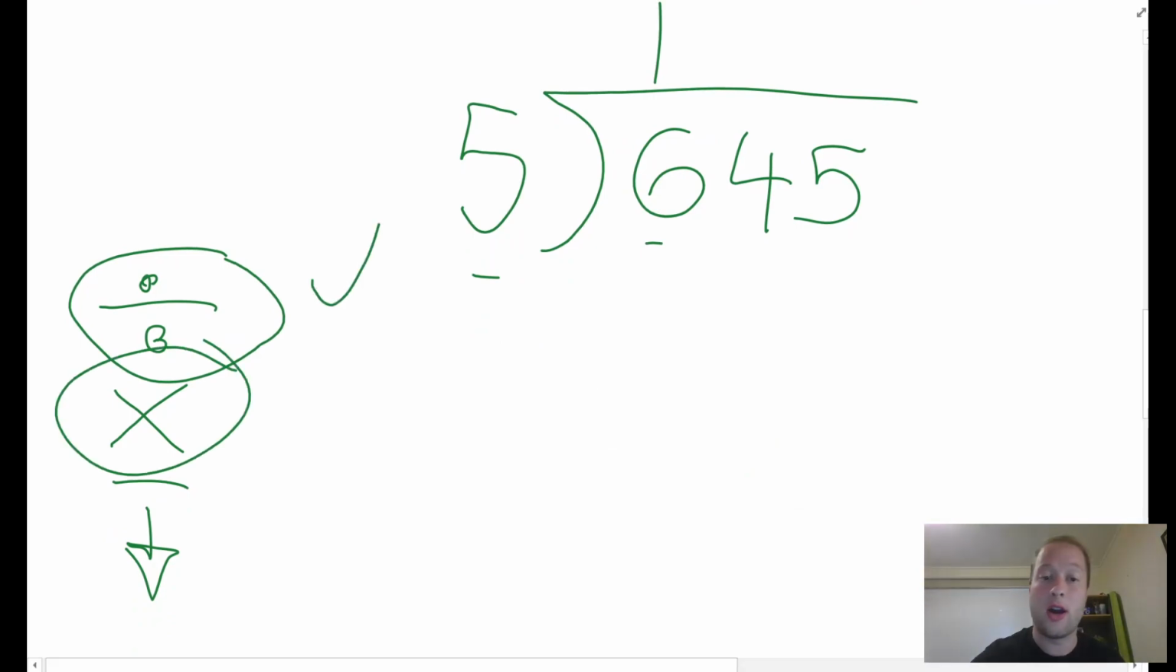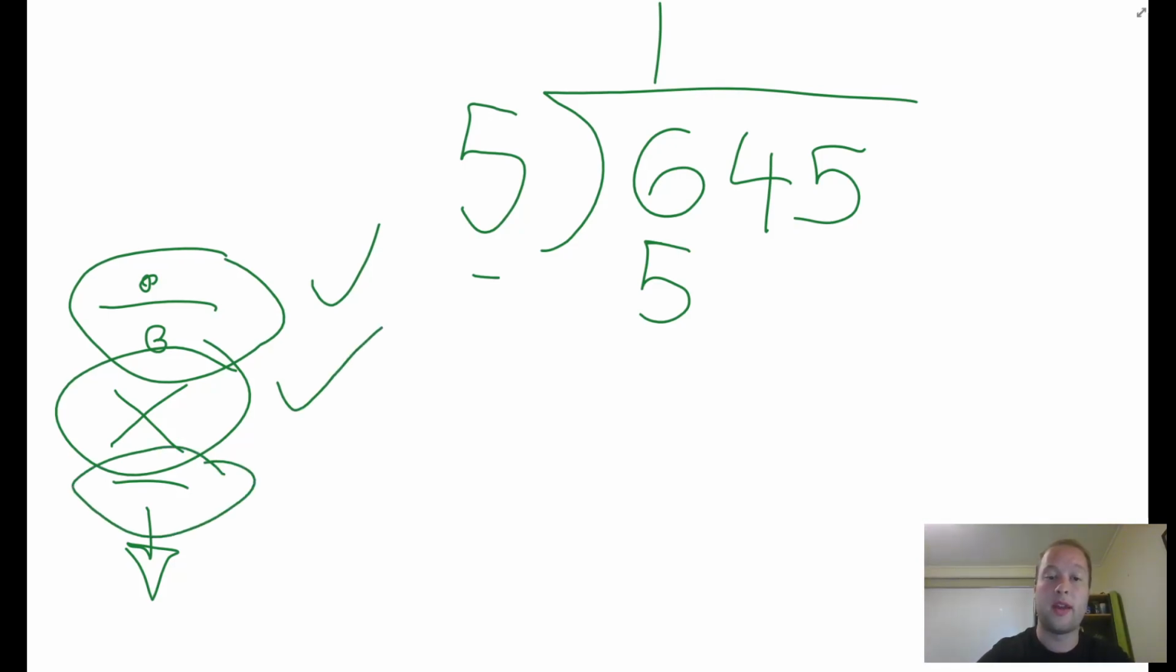So now we're going to do times. We're going to do 5 times 1, which was our answer just then. So 5 times 1 is 5. So that's now ticked. Now we do the subtraction step. We've got 6 take away 5, and that equals 1. So that step is now done.